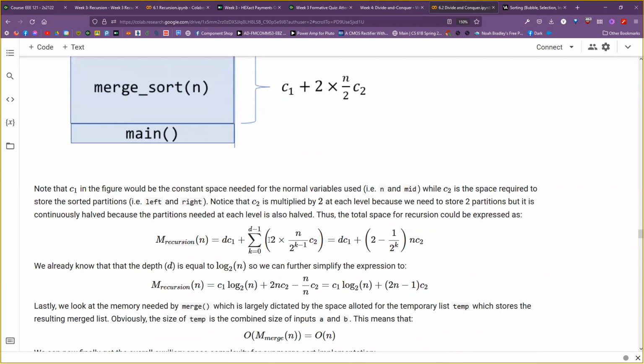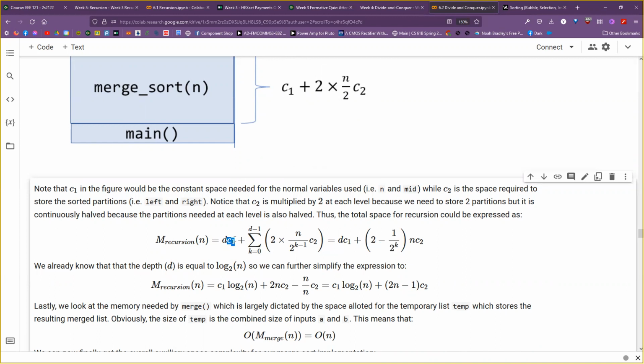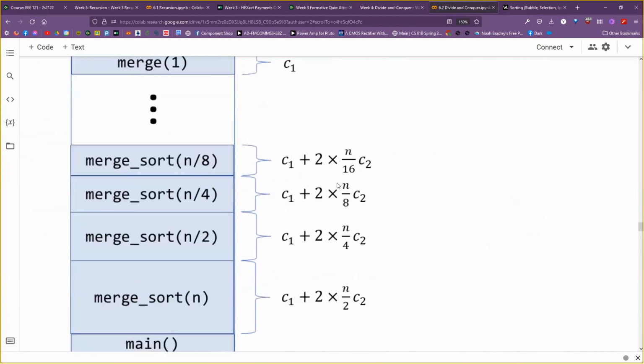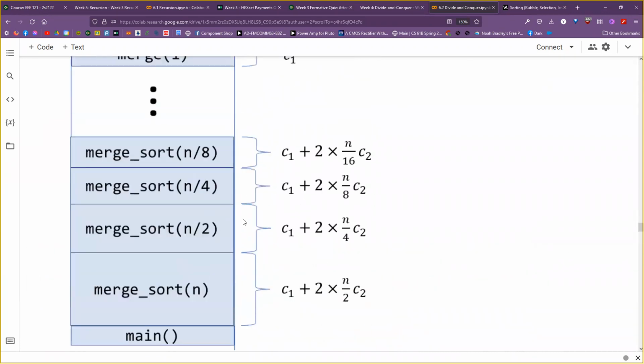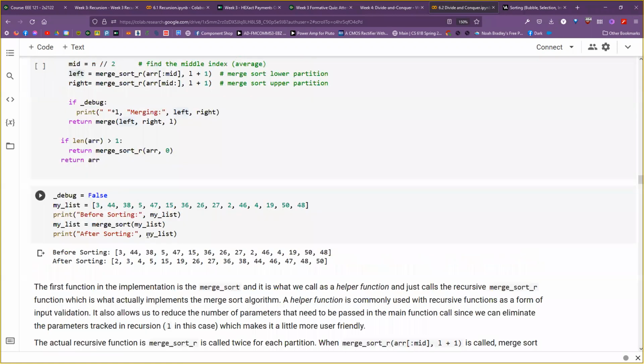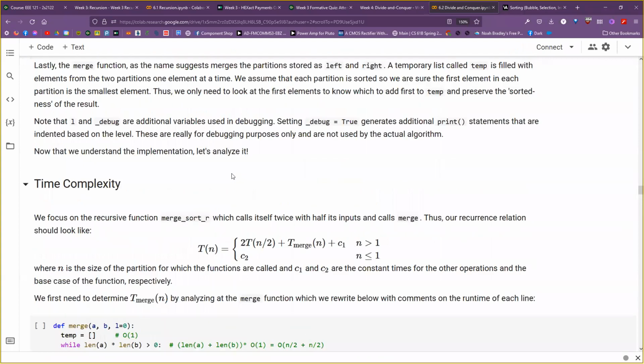So yung total na memory na kailangan ko from merge sort n to merge sort 1 is itong summation na to. So 2 times n over 2 to the k minus 1, or eventually 2 minus 1 over 2 to the k times yung sum ng C1. So, ayun, some would argue na kailangan lang natin yung depth. But in this case, since gumagamit tayo ng extra space, since meron tayong left and right over here, kailangan natin siyang i-account for.